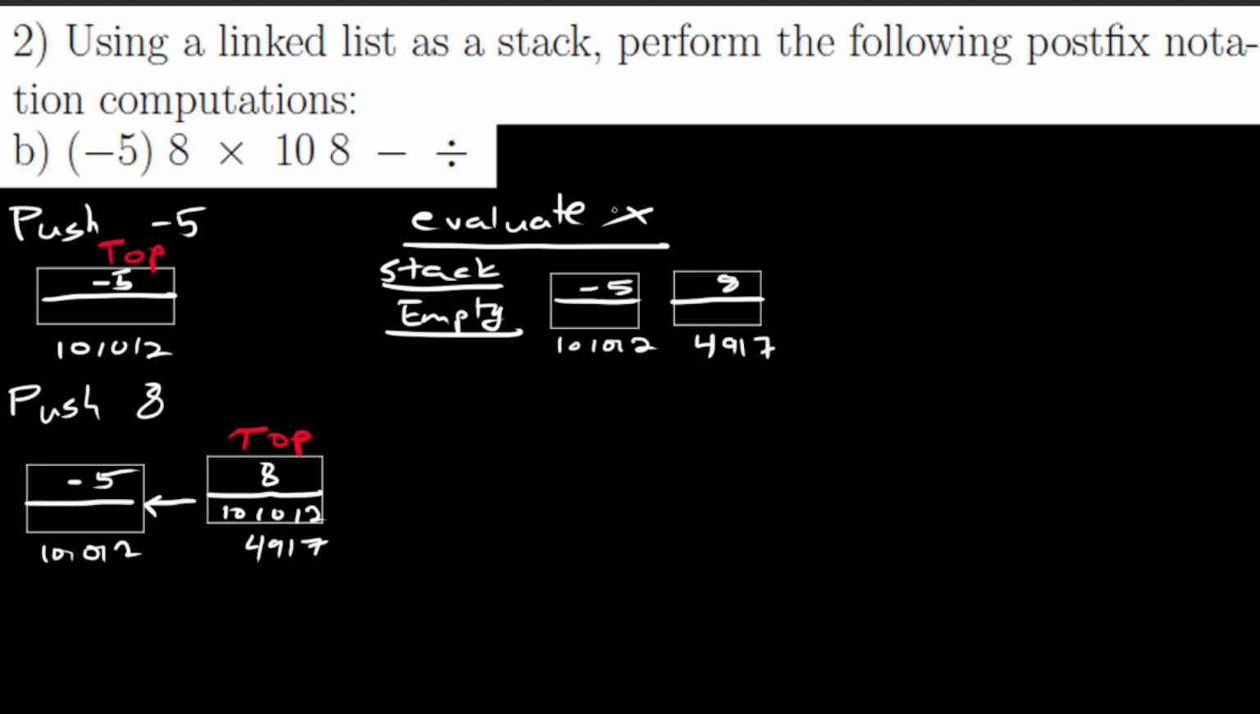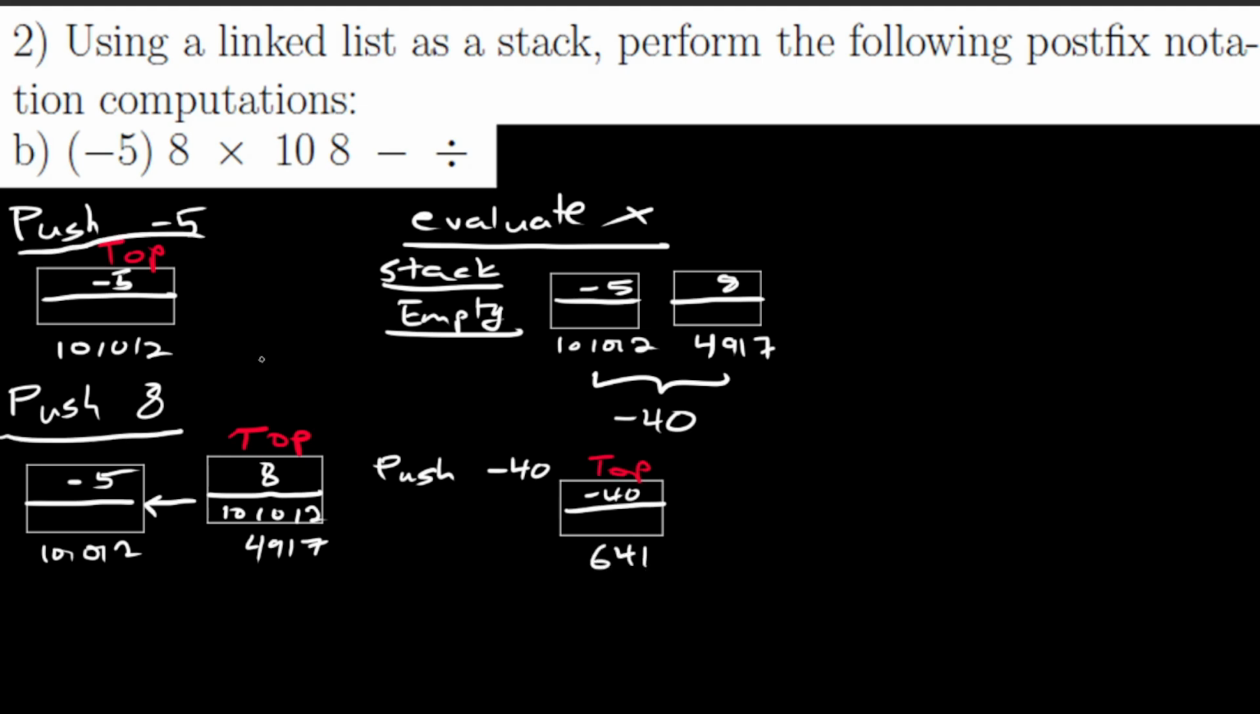All right, great. So now we evaluate the multiplication now that we have access to the minus 5 and the 8. So minus 5 times 8 is negative 40. And then we're going to push negative 40 back onto the stack. And that'll be in a different memory storage spot. Okay, our next step is we're pushing a 10. And at this point, we're probably getting fairly comfortable with this process.